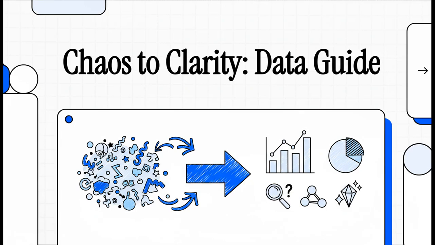Hey everyone, and welcome. Let's be honest, we are absolutely drowning in data, right? Sports stats, sales figures, website clicks, it's just everywhere. And most of the time, it just feels like a whole lot of noise. So the big question is, how do we get from that total chaos to some real clarity? Well, that's exactly what we're going to dive into.